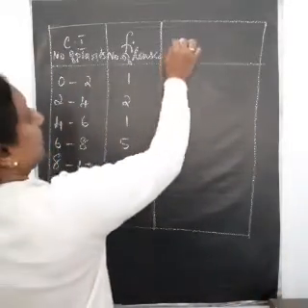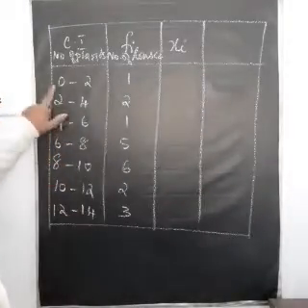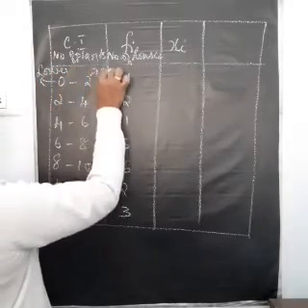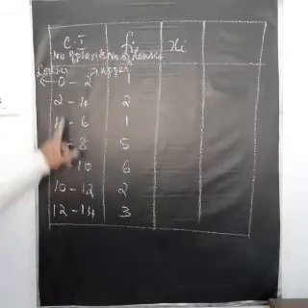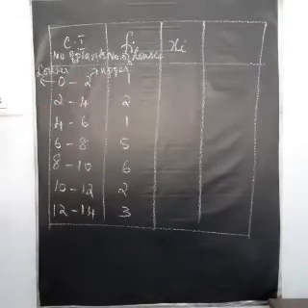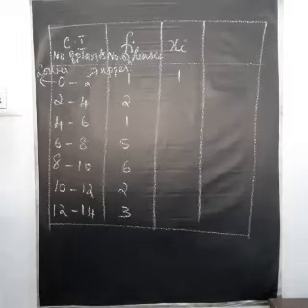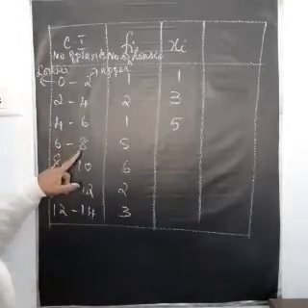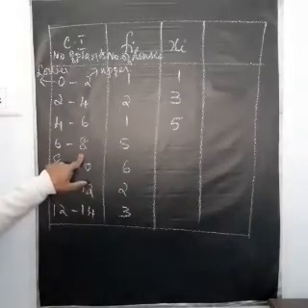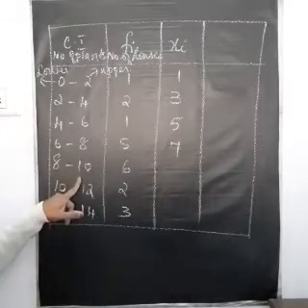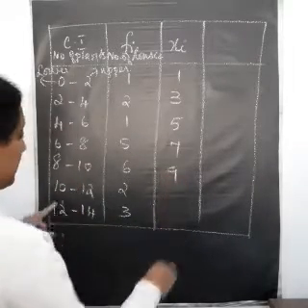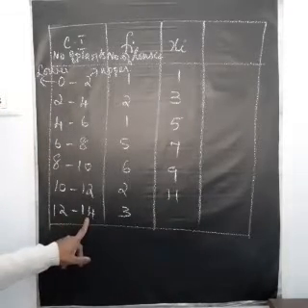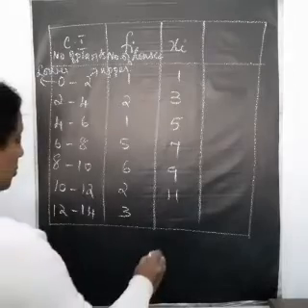Now we have to find the class mark next. The class mark is the sum of the lower limit and the upper limit, divided by 2. So 0 plus 2 by 2 is 1. 2 plus 4 is 6, 6 divided by 2 is 3. 4 plus 6 is 10, 10 divided by 2 is 5. 6 plus 8 is 14, 14 divided by 2 is 7. 8 plus 10 is 18, divided by 2 is 9. 10 plus 12 is 22, 22 divided by 2 is 11. 12 plus 14 is 26, 26 divided by 2 is 13.